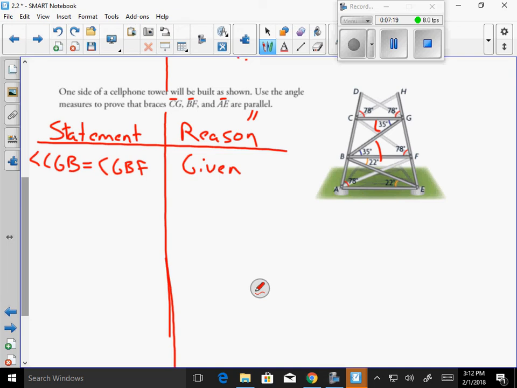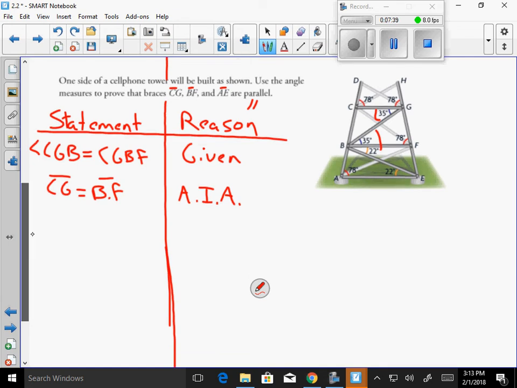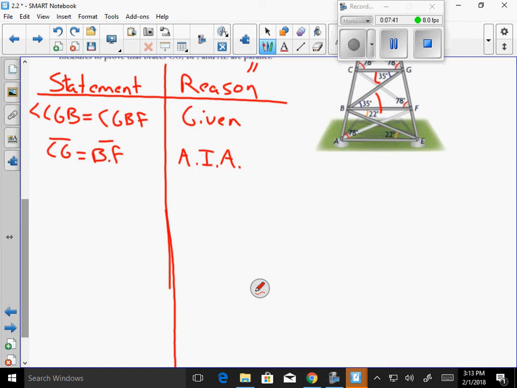So I'm going to say now line CG equals line BF. And the reason I'm saying that is because these 2 angles were equal, so they are alternating interior angles. Now I'm going to look at line BF and line AE.